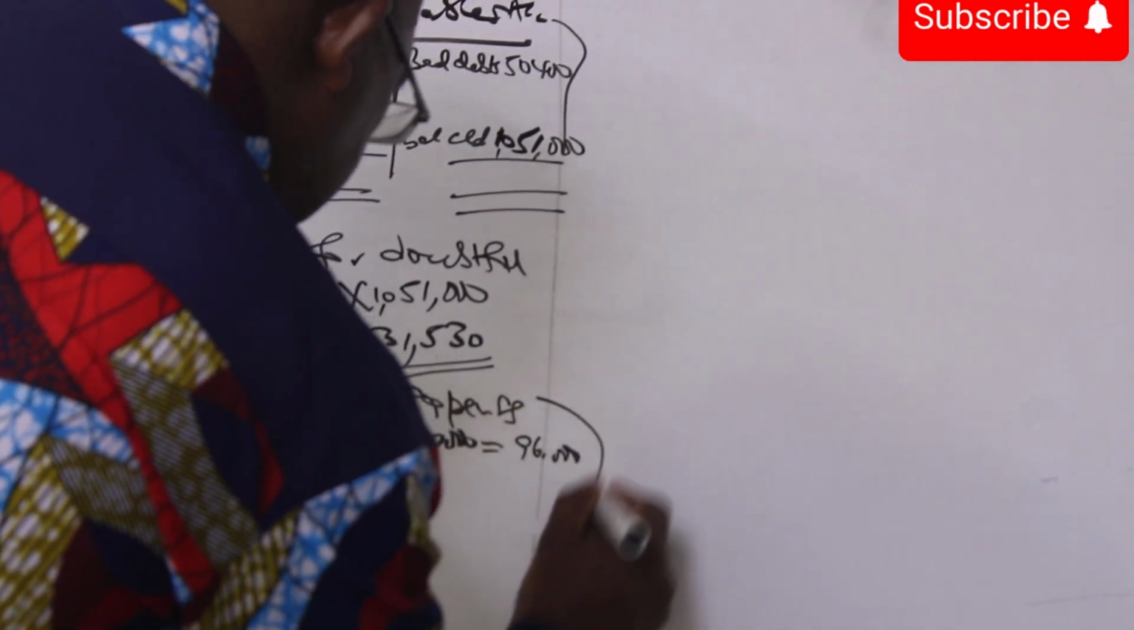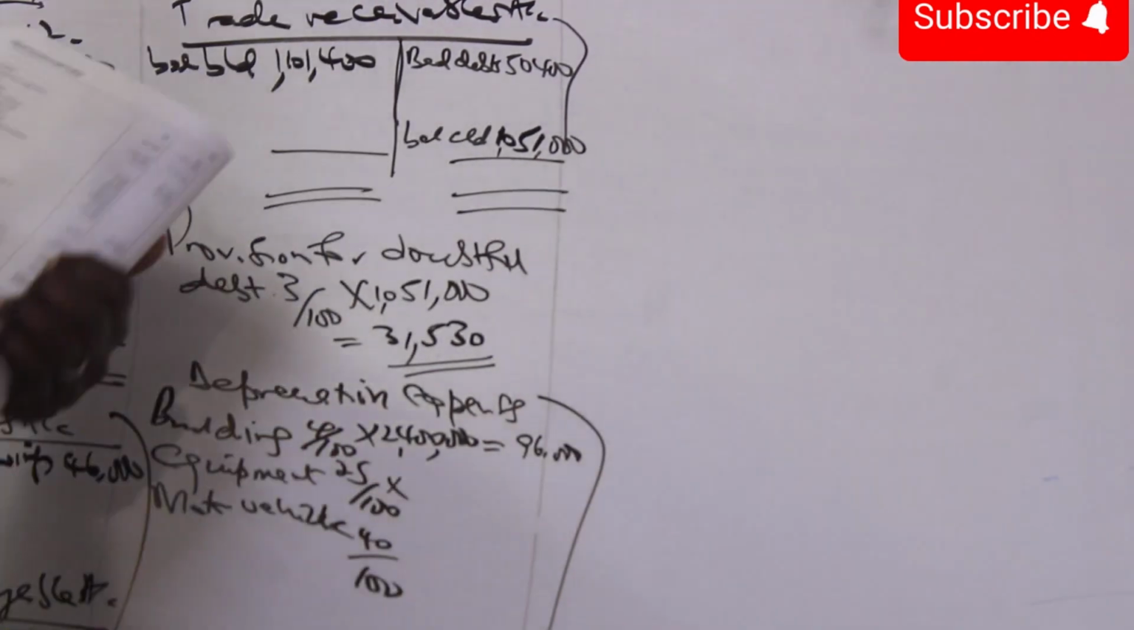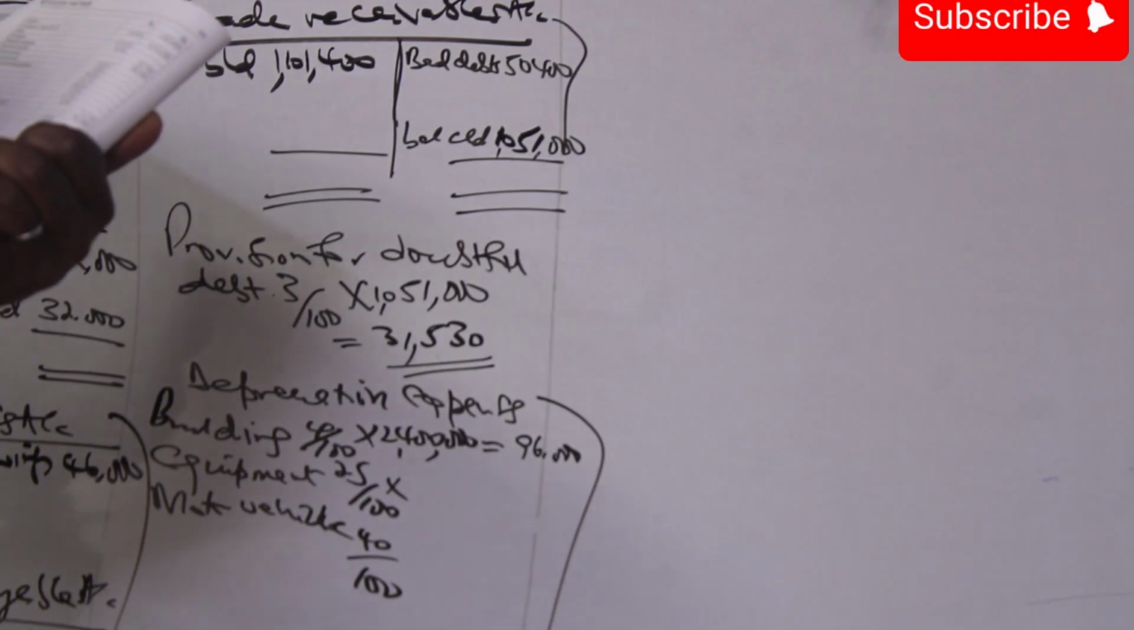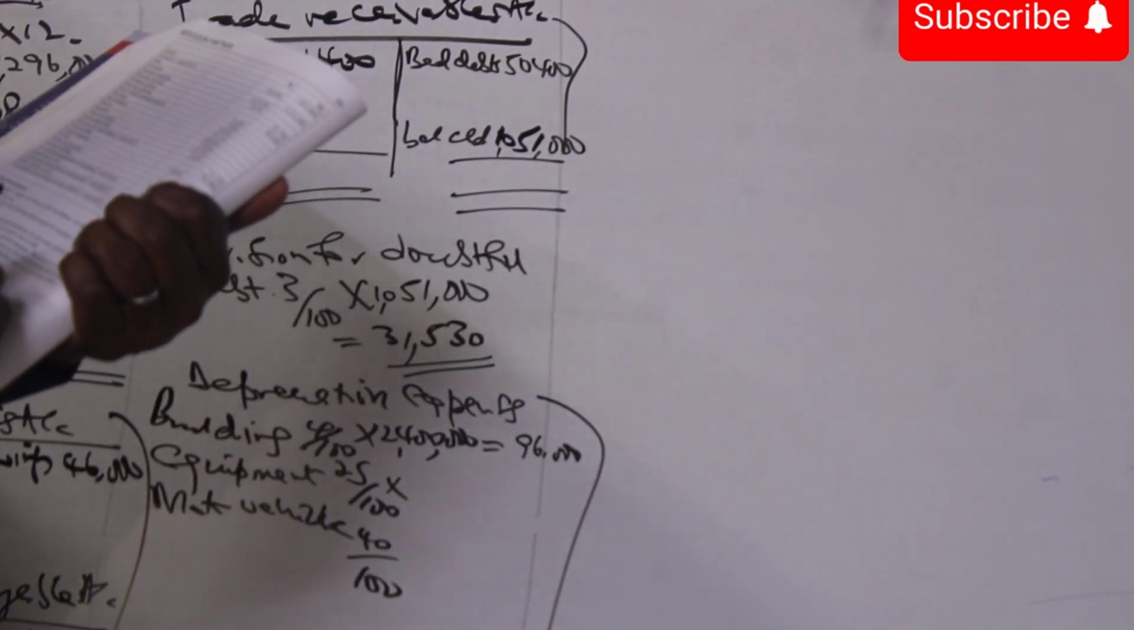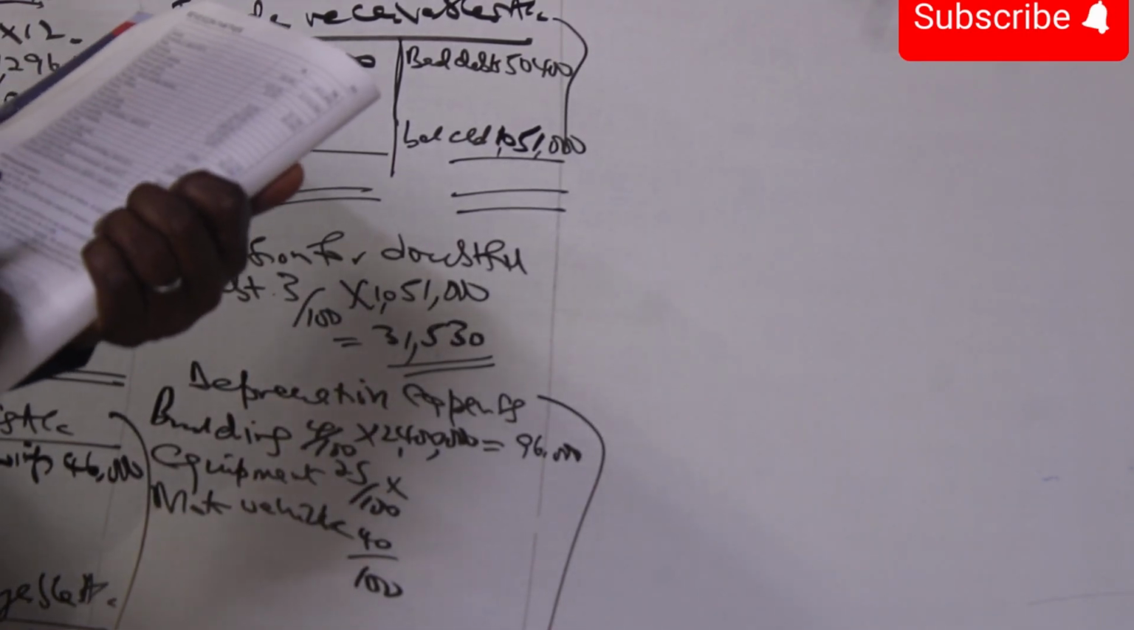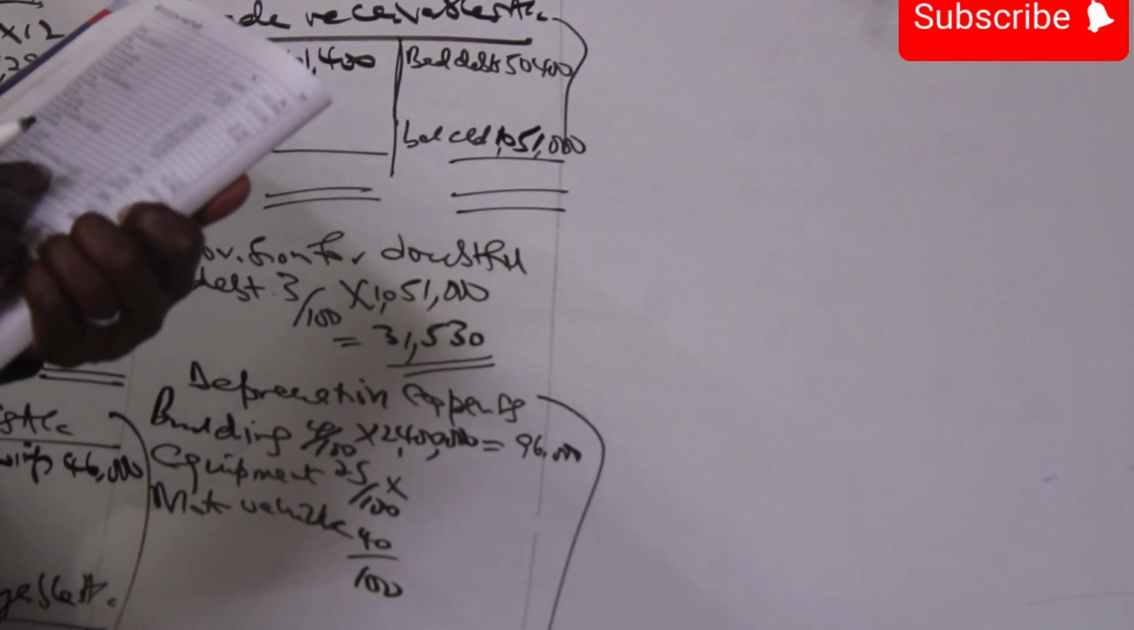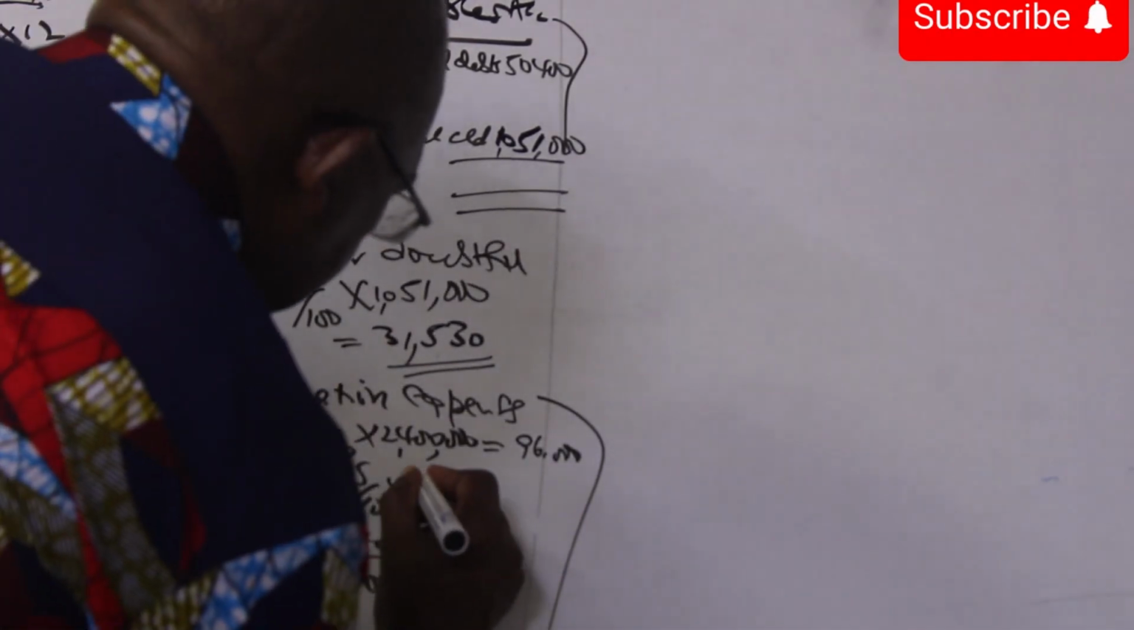Now, for equipment, we are told it is 25% per annum on cost. So the original purchase cost of the equipment is 220,000.